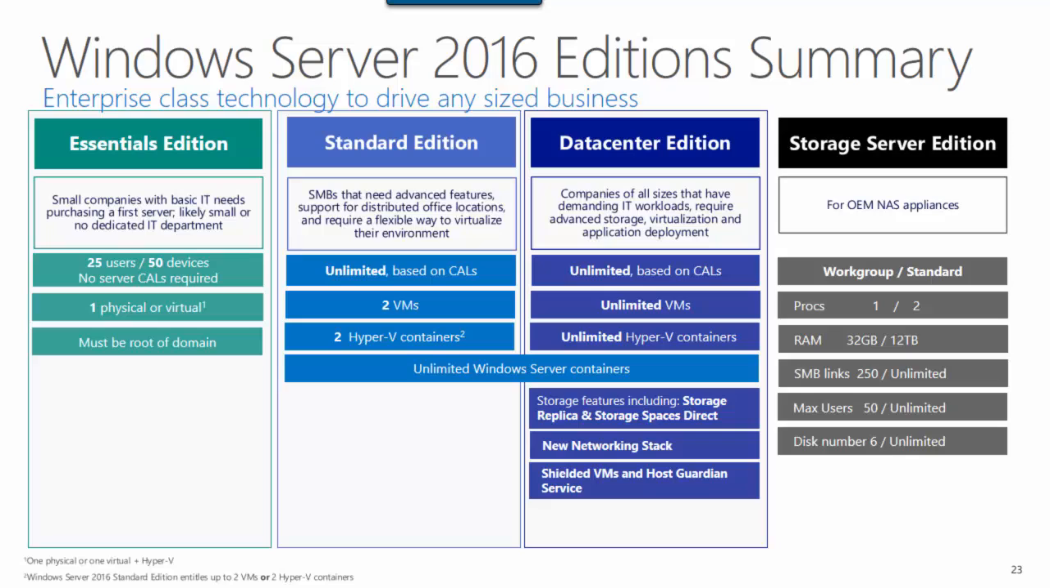Now, the final piece here, which we'll just mention briefly, is there still will be a Storage Server edition. And remember that this is something that comes pre-installed on NAS devices. So this is something that's not available through your OEM distributors. It's something that generally comes pre-installed on a device. And you can see here that there's a Workgroup edition and a Standard edition with wildly varying capabilities, from a single proc and 32 gig of memory up to a dual proc system with 12 terabytes of memory.